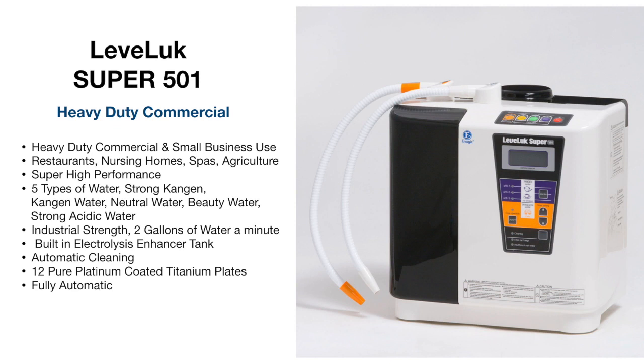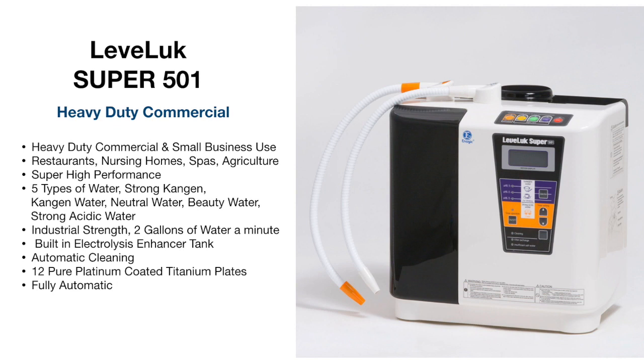Inside you have 12 pure platinum coated titanium plates, but these plates are actually split into 2 separate compartments. In one compartment you have 5 titanium plates to purely just produce the Kangen water and the neutral water. In the other compartment, where there are 7 titanium plates, this is purely used to produce the strong acidic water, the 2.5. With all the other models where you only have 1 hose at the top, the Super 501 has 2 hoses.